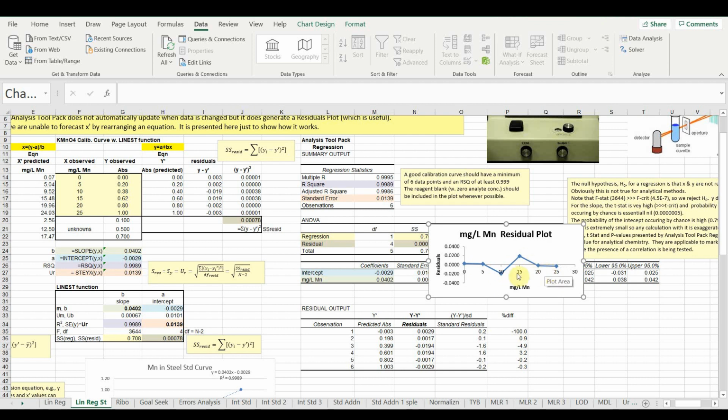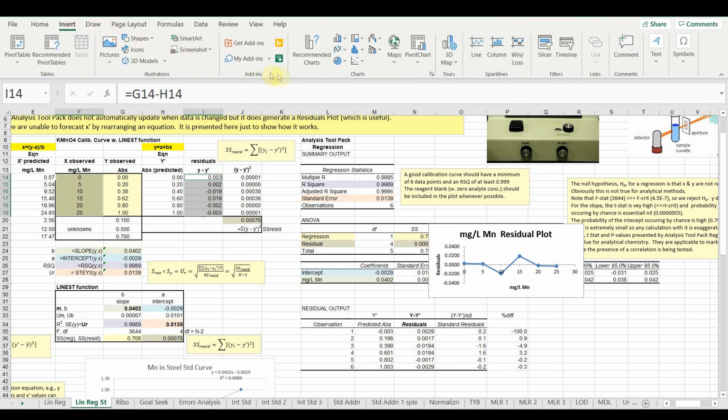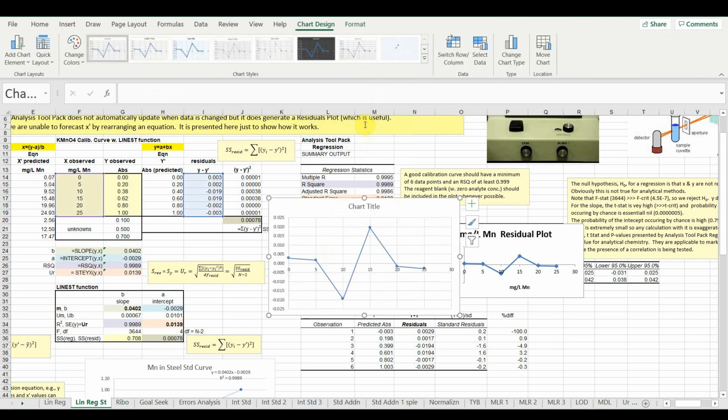We could have done that ourselves right here. We could simply have plotted our residuals on a graph versus concentration. I'll do it quickly with you here. So just take concentration values and take the residual values, and we'll go insert a function. I'll have points joined by straight lines, and there's our residuals plot.